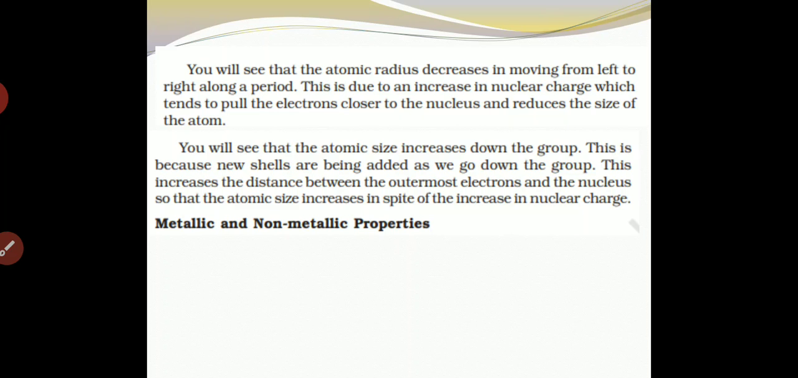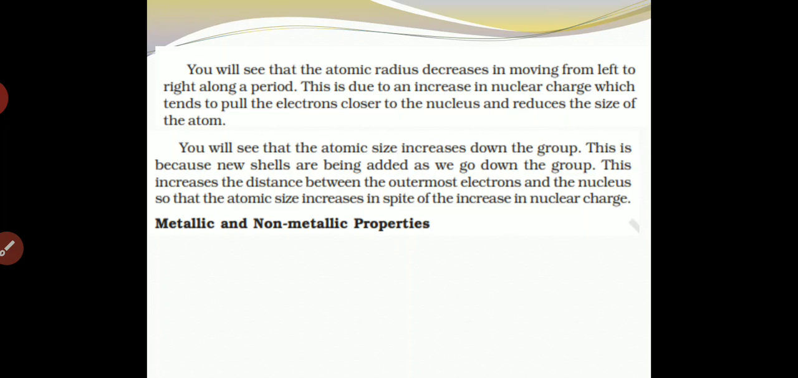This increases the distance between the outermost electron and the nucleus, so that the atomic size increases in spite of the increase in nuclear charge. So this way you can see that because of the addition of new shells or orbits, as we go down in a group, the distance between the valence electrons in the outermost shell and the nucleus increases, due to which atomic size also increases.